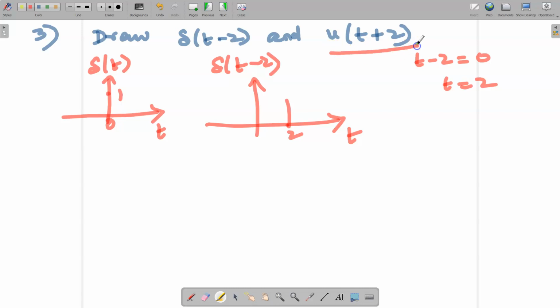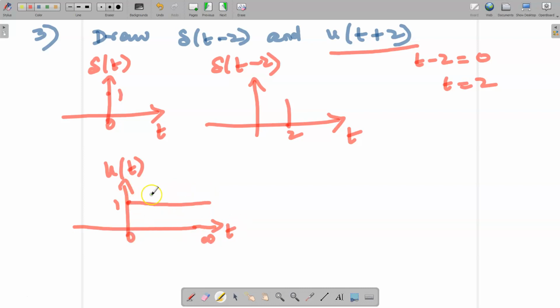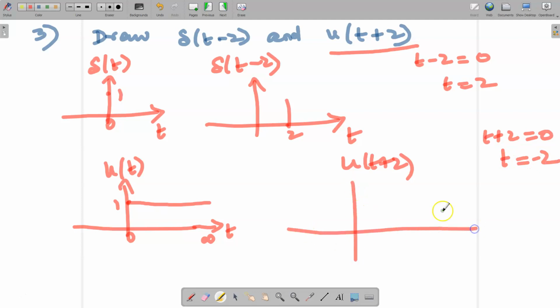And then the next signal is u of t plus 2, first draw u of t. What is u of t? The value is 1 for t greater than or equal to 0. So, from 0 to infinity, for all the values the amplitude is 1, first draw u of t, which is the unit step signal, and then now u of t plus 2 we have to draw as usual. Substitute t plus 2 equal to 0, t equal to minus 2. So, 0 plus minus 2 is nothing but minus 2, infinity minus 2 is nothing but infinity.